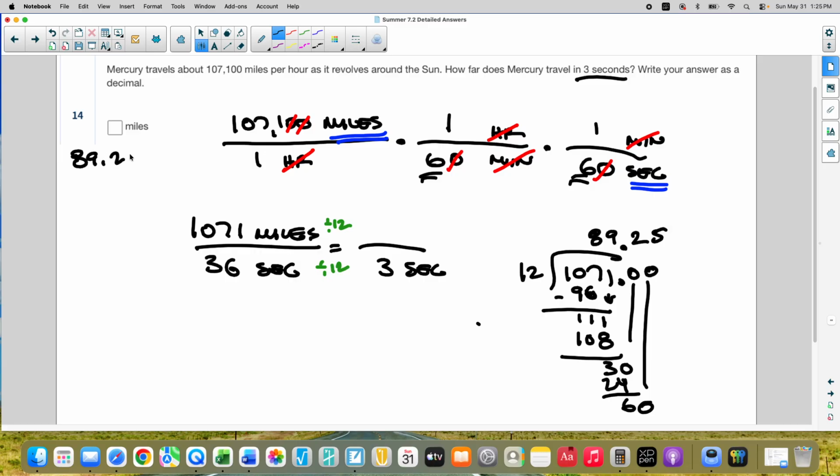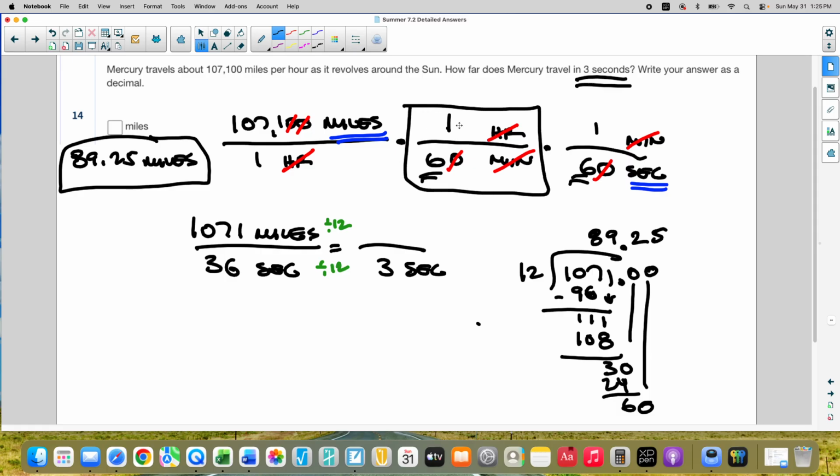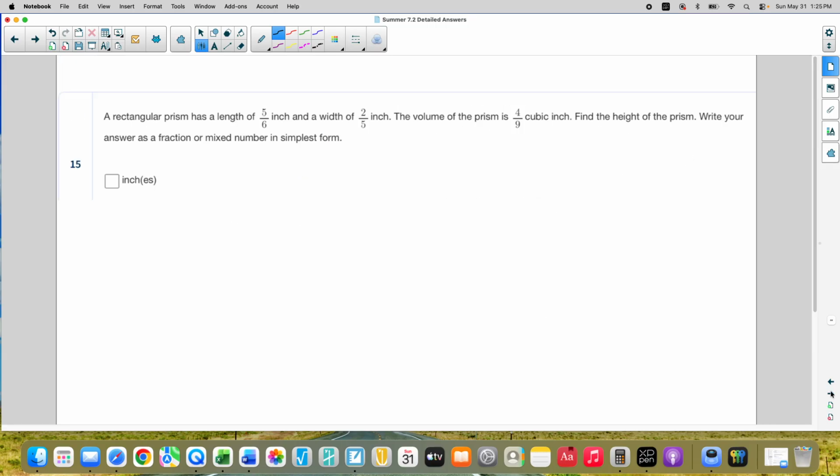89.25 miles in every 3 seconds. It will travel. That's a good one. That's comprehension. Notice the conversion. These are conversion boxes that we're doing. These are equivalent to 1. 1 hour is equivalent to 60 minutes. This is my second conversion box. I was getting out of hours. I wanted to stay in miles, so I wanted to get out of this time, and I used the conversion boxes.